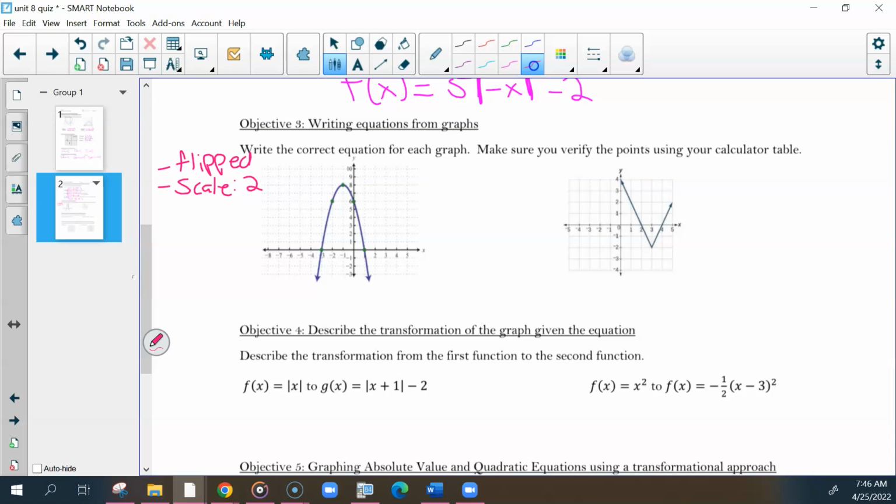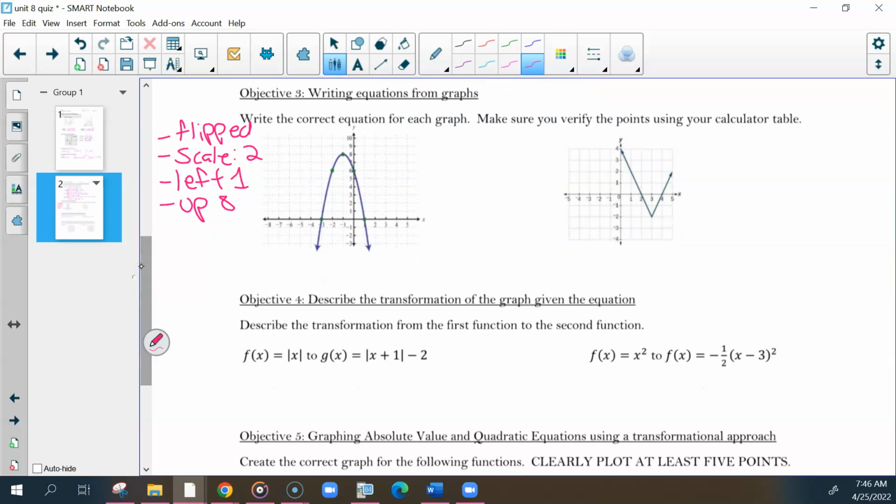So remember, you can always draw your parent function, compare to see if they're the same or different. This was moved to the left 1 and up 8. So putting all those together, you have f of x equals, this is a quadratic function, so you need something that's x squared. We have our negative first, then our scale, then in parentheses our left, which would be plus. Outside of the parentheses our square, and then also our plus 8. So you got a point for each correct transformation.